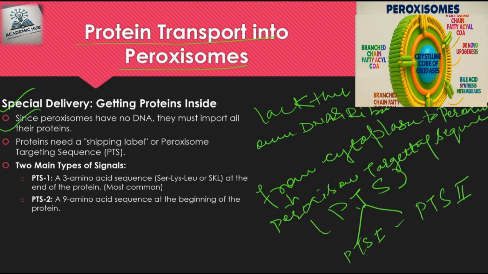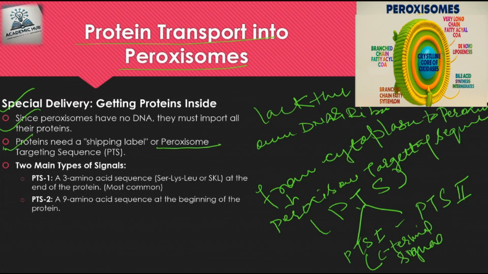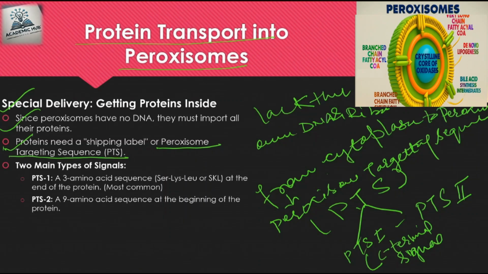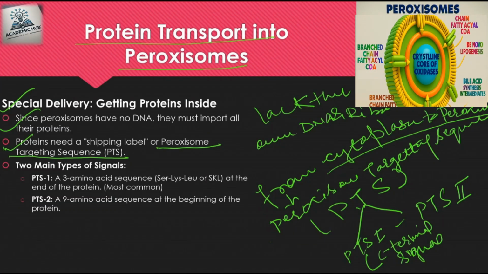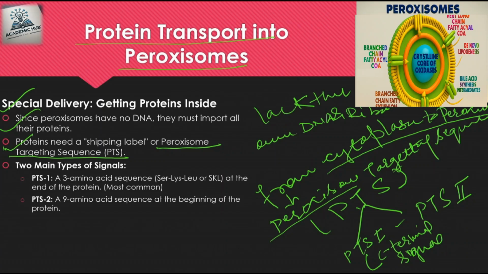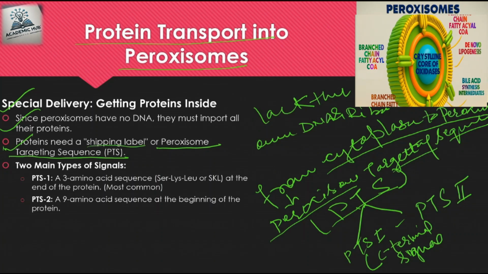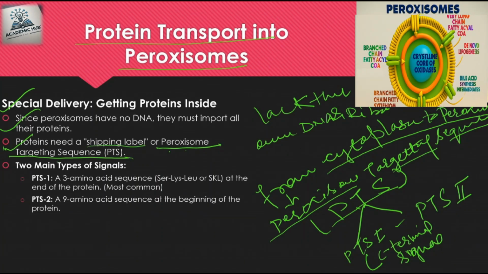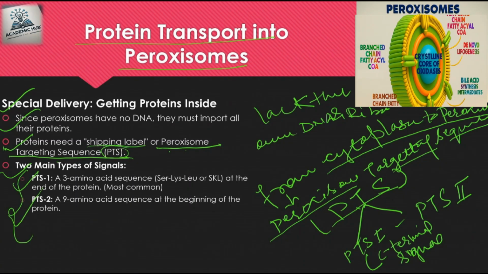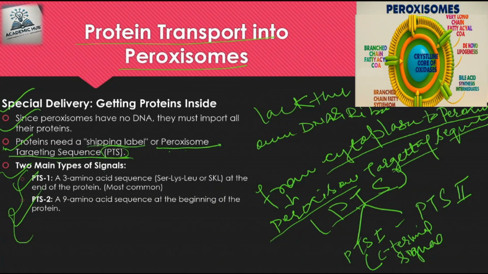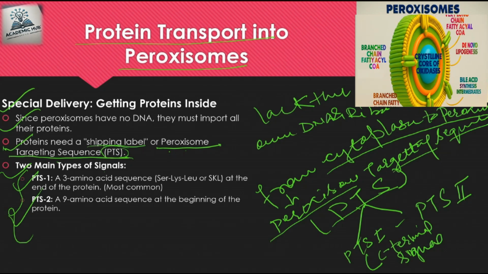PTS refers to the peroxisome targeting sequence, meaning how the process occurs from the cytoplasm to the peroxisome. A protein needs a shipping label that is known as the peroxisome targeting sequence. In short, it is known as PTS, and it is of two types, PTS1 and PTS2. PTS1 is a C-terminal signal. It is located at the C-terminal end of the protein.